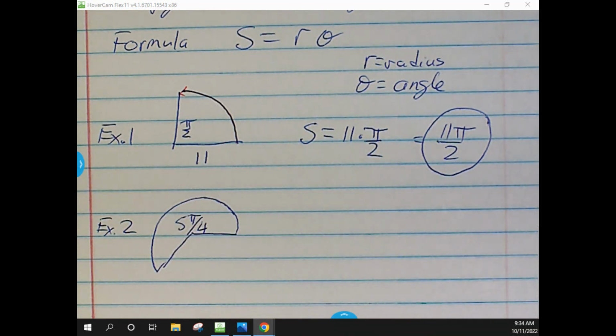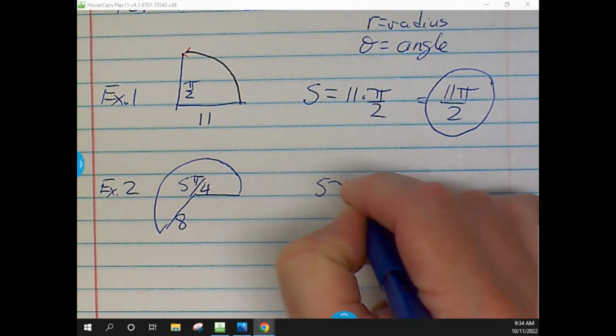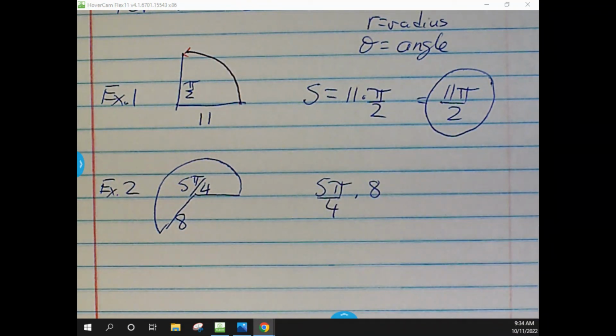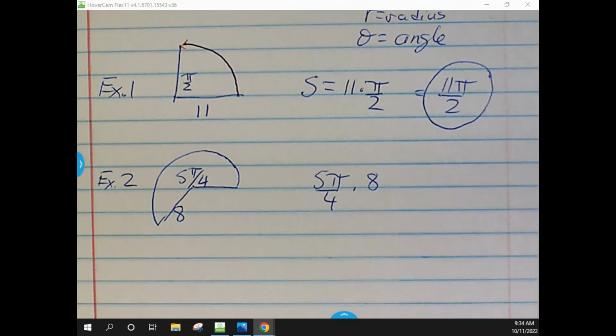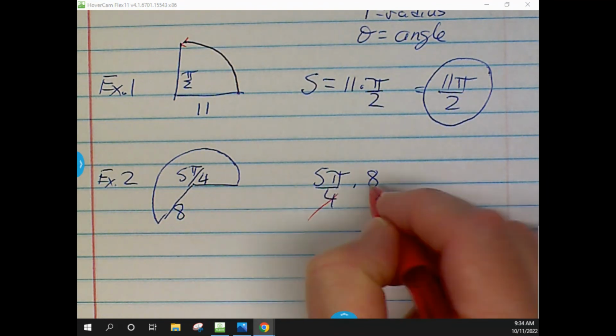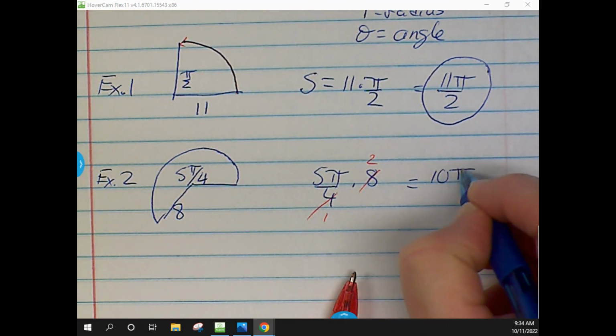So I have like 5 pi over 4 here, and then your radius is 8. Again, just take the two numbers and multiply them together. It's 5 pi over 4 times 8. In that case, you do get that if you've got the 5 pi over 4 and the 8, you can cancel the 4 and the 8. So then it's just 5 pi times 2, which is 10 pi.